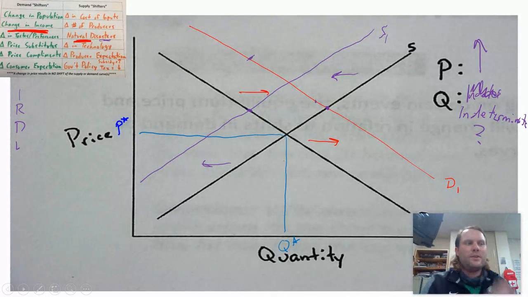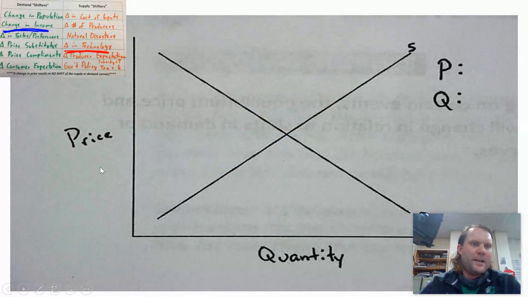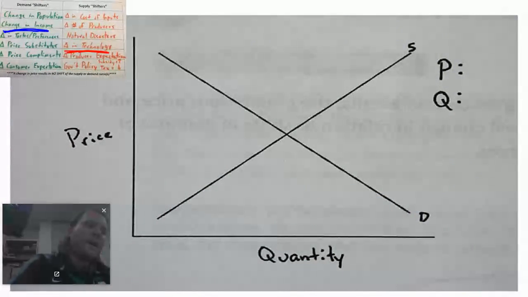So anytime we have an increase in demand and a decrease in supply, price goes up, and our quantity is going to be indeterminate. Okay, let's knock these out and give you some notes that you can look at as we keep things going here. All right, so we've got our next one.